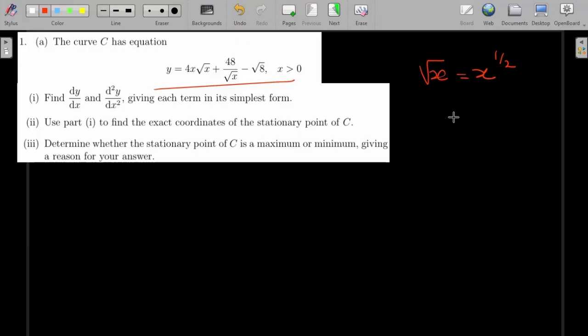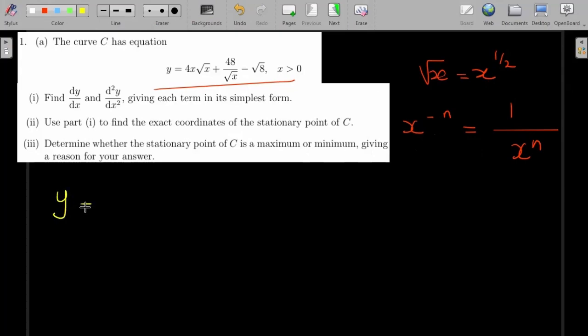Okay, and then we also have to know that x to the power minus n, where this n can be any number, is the same as 1 over x to the power n. So we're going to be using these concepts a lot as we will be solving this question. So let us express this one now.